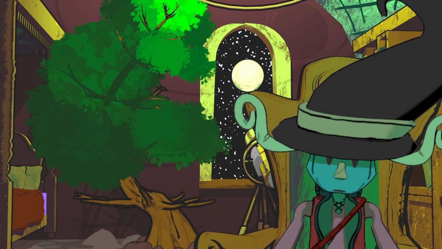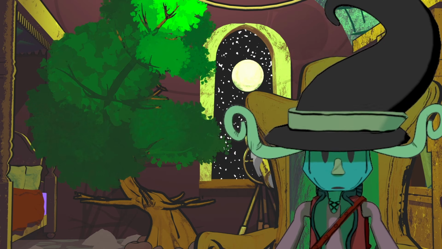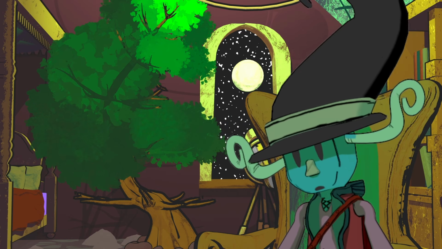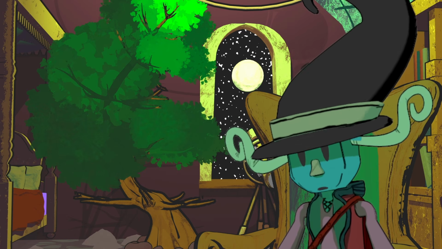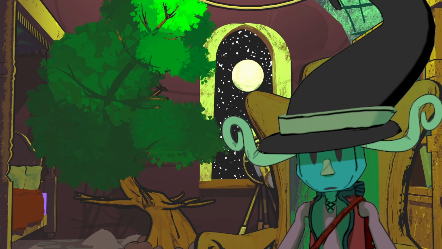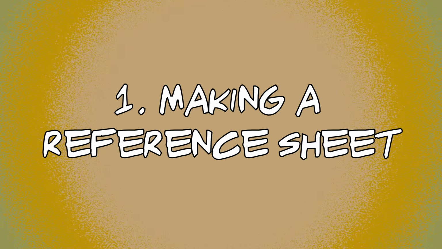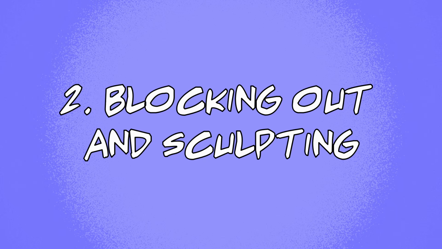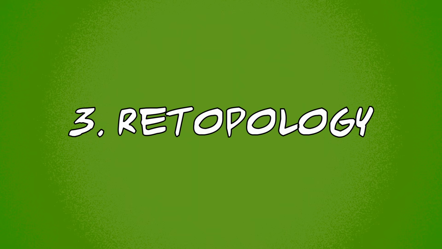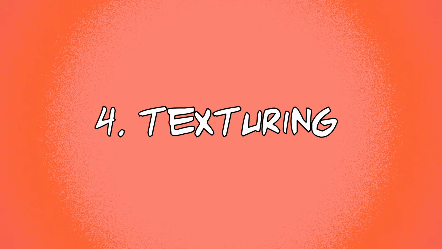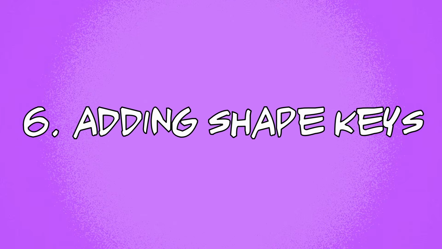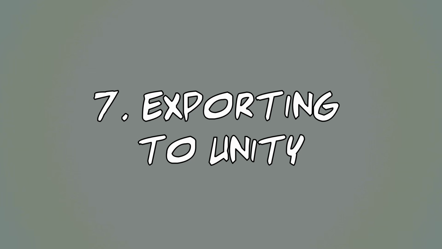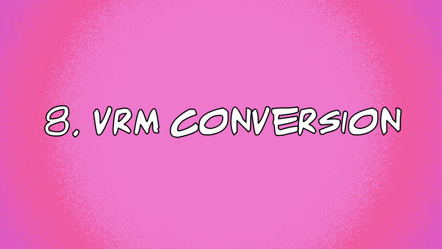Alright, let's cut to the chase. If you want to get into creating your first VTuber model, we need to map out the steps necessary to make one. As an experienced Blender user, my steps to making VTuber models are as follows. Step 1, making a reference sheet in a 2D program. Step 2, blocking out and sculpting my character. Step 3, retopology. Step 4, texturing. Step 5, rigging. Step 6, adding shape keys. Step 7, exporting to Unity. And Step 8, VRM conversion.